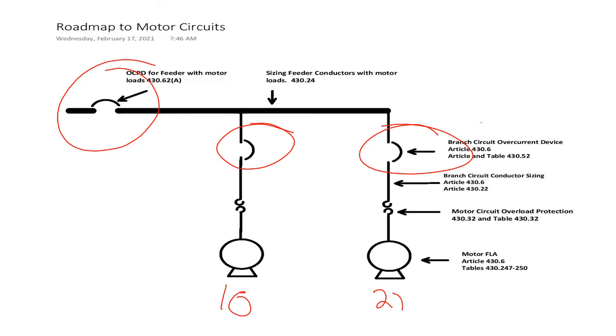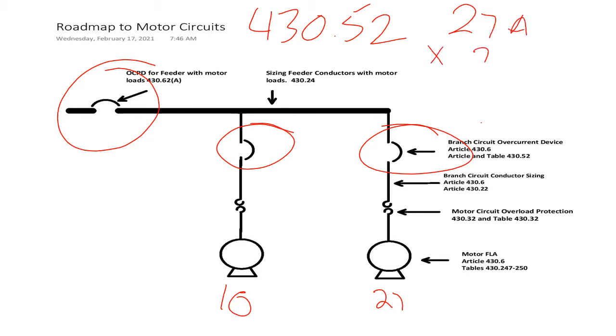So let's figure out what each individual branch circuit's circuit breaker would be according to 430.52. I'm going to increase for a circuit breaker on a generic 3-phase motor. For a circuit breaker would be 250% for each of these. So let's do the math. 27 amps times 2.5 gives me a total of 67.5 amps.